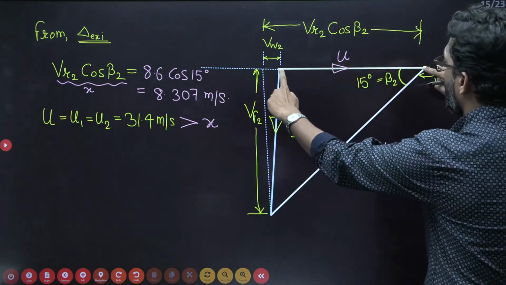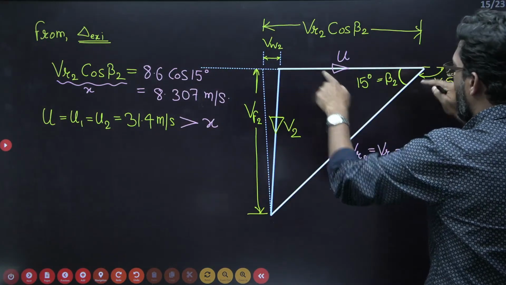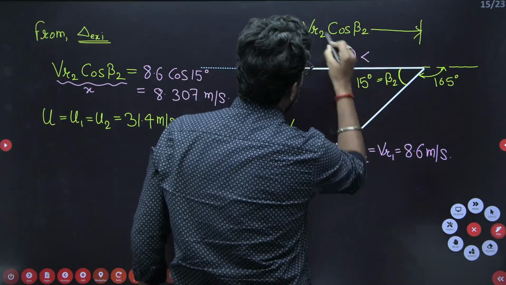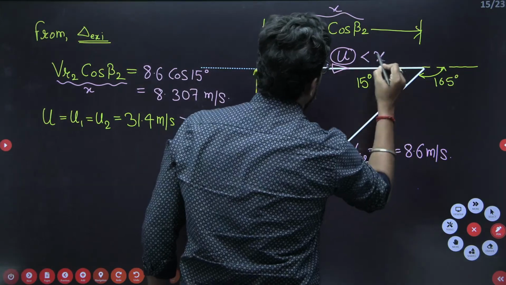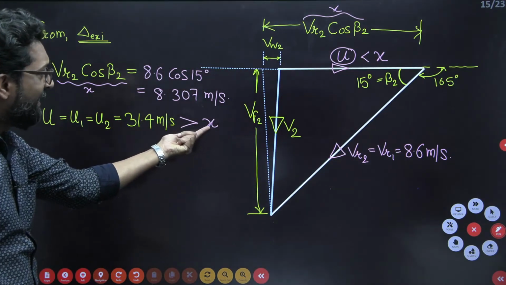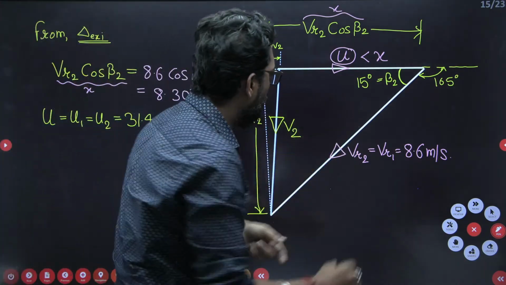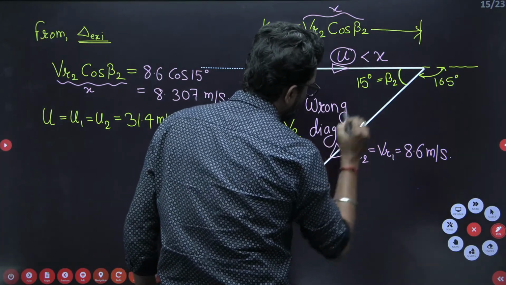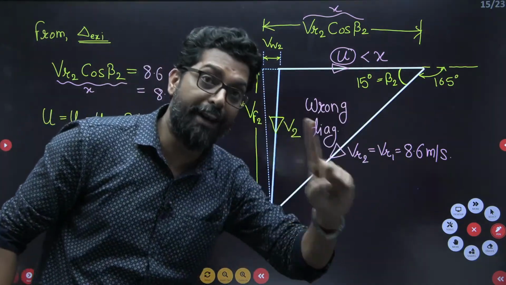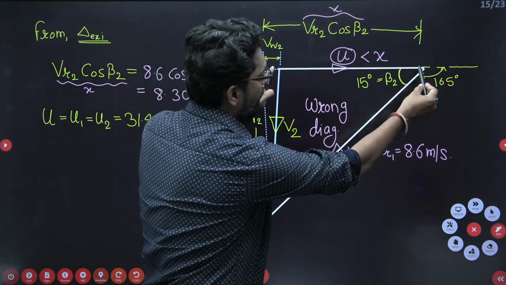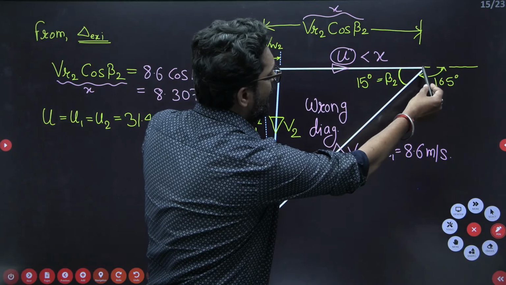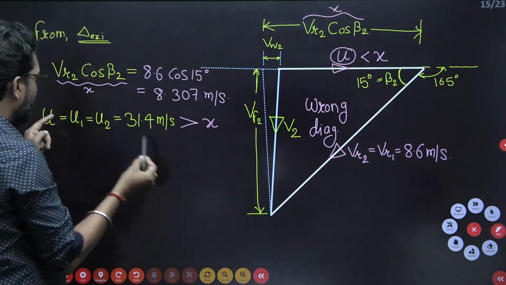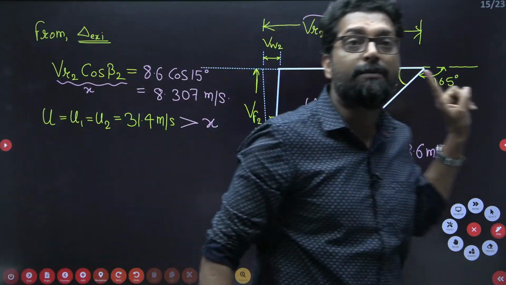But in this diagram, the velocity U2 is less than the velocity X. Yes or not? But by calculation, the velocity X is less than the velocity U. So this diagram is wrong. In this diagram VR2 cos beta 2 is higher than the U velocity, but numerically the U velocity is greater than VR2 cos beta 2.